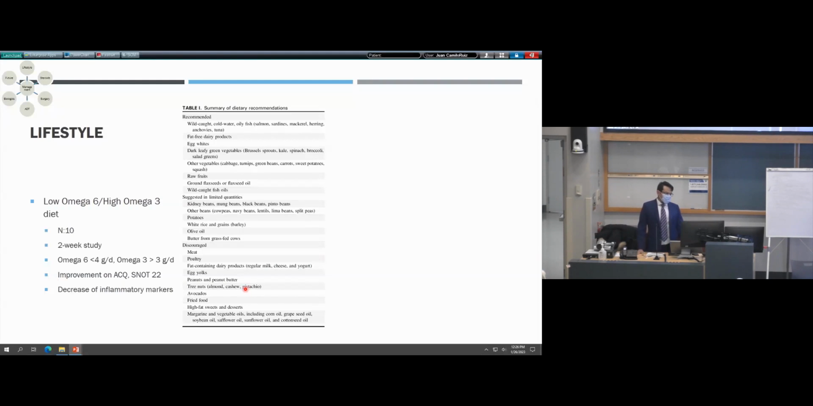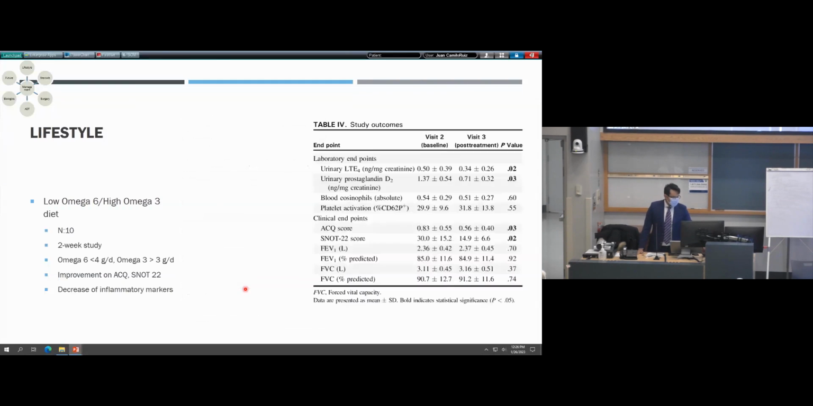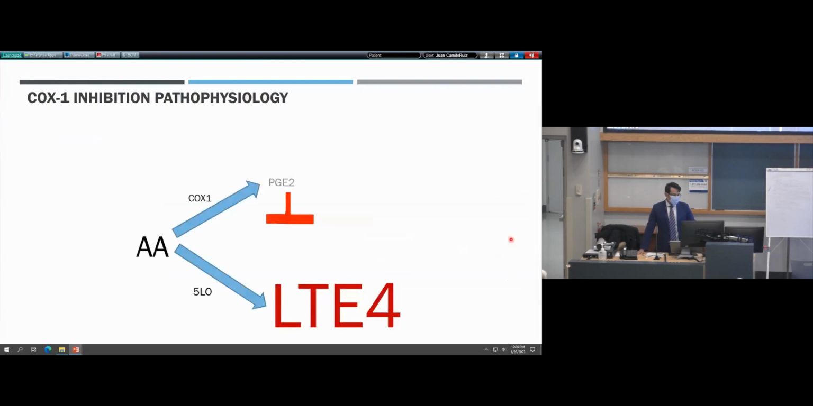And then they checked their ACQ scores, SNOT-22, and inflammatory markers. And what you can see over here is that they were actually able to show a decrease in LTE4 and prostaglandin. There's an improvement in ACQ scores as well as SNOT-22 scores, which was quite helpful. So that's something that I recommend to many of my patients.